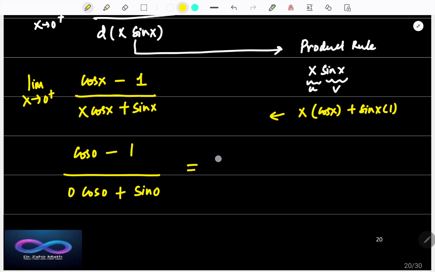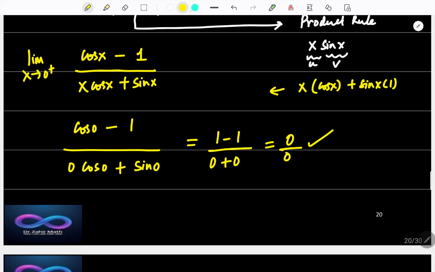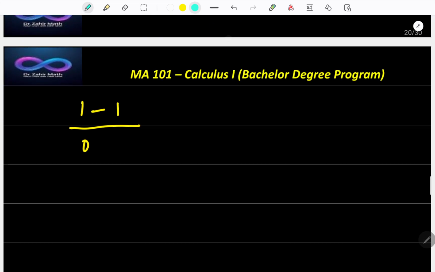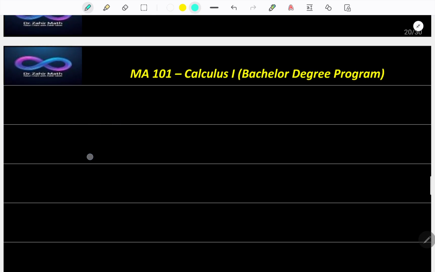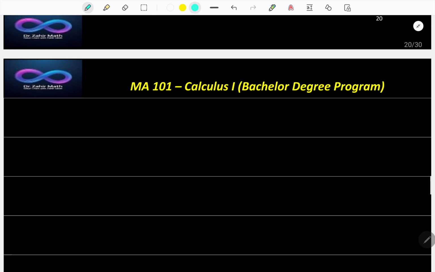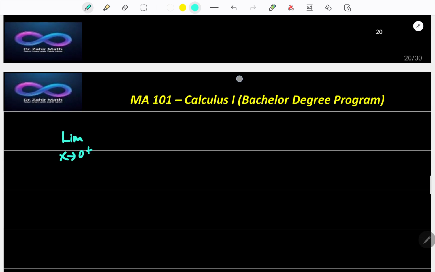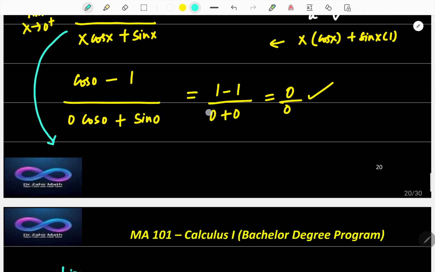Cosine 0 is 1 minus 1 divided by this, which is 0. So this is 0 by 0. Again, you're getting an indeterminate form. So I have to differentiate this one again. Let me erase this. Limit x tends to 0 plus, and now I have to differentiate again.